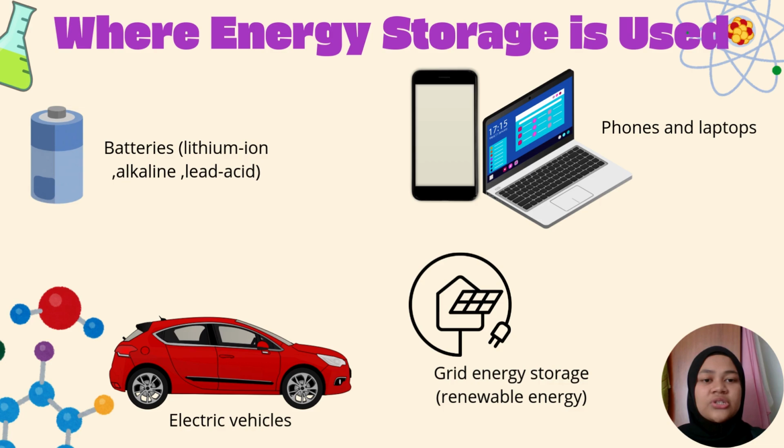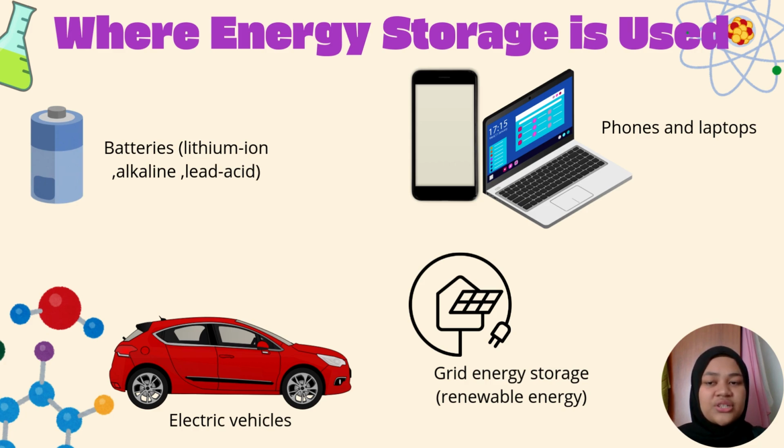Where energy storage is used. Energy storage is used whenever energy needs to be saved for later use, to supply energy when demand is high, or to make supply more reliable. Below are the main areas where energy storage is used. For the first one, portable electronic devices, for example mobile phones, laptops, tablets, smartwatches, and so on. These devices use batteries to store energy chemically. Stored energy allows the device to work without being plugged in, and the reaction releases energy when the device is turned on.